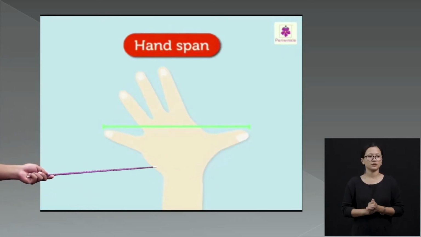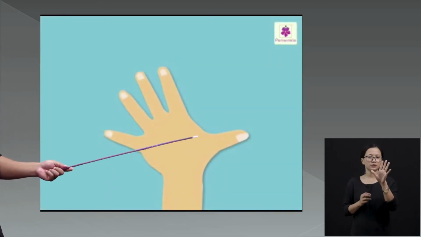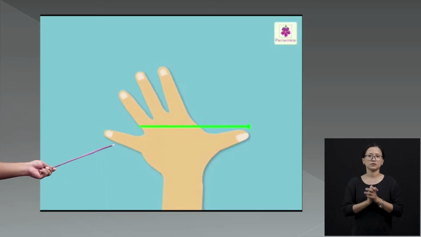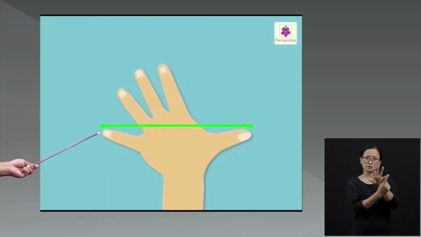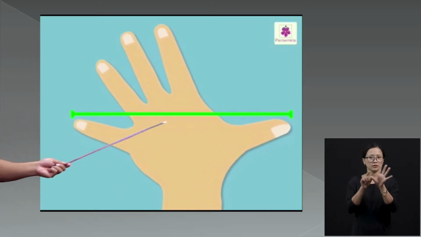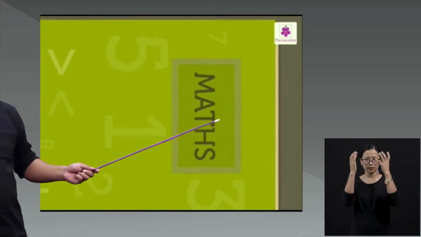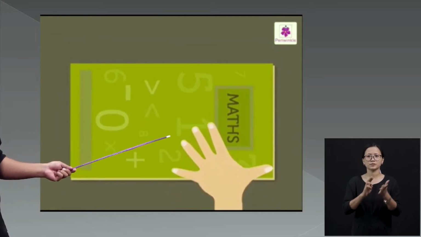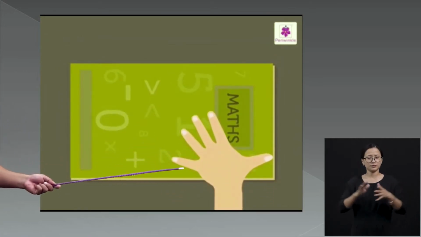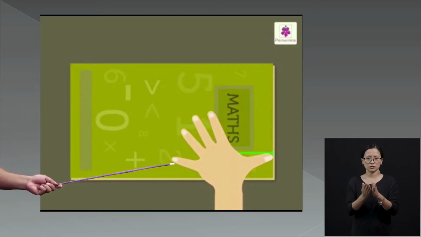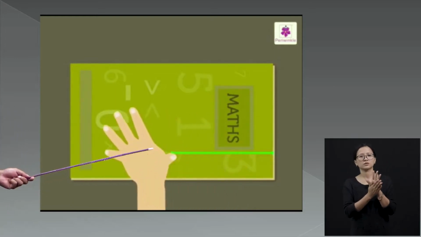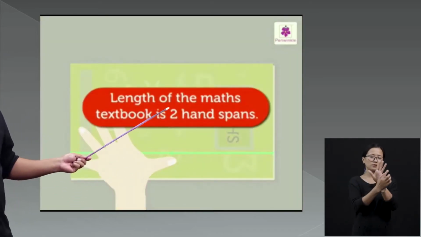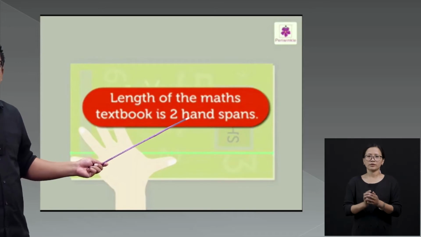This is your hand span. For the hand span, you will notice that we are taking the measurement from the tip of your thumb to the tip of your little finger. You can use this to measure different objects. Let us take, for example, a math textbook. I'm going to use this hand span to measure this textbook. The first hand span, then the second hand span. So we can say that the length of the maths textbook is two hand spans.